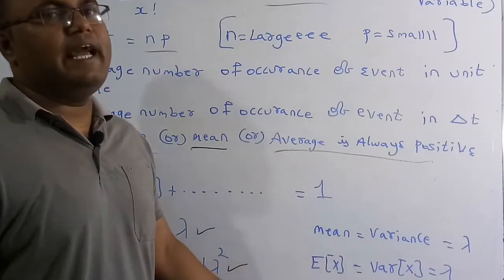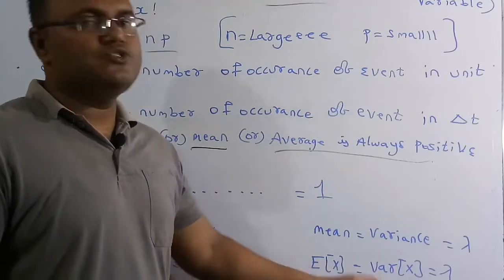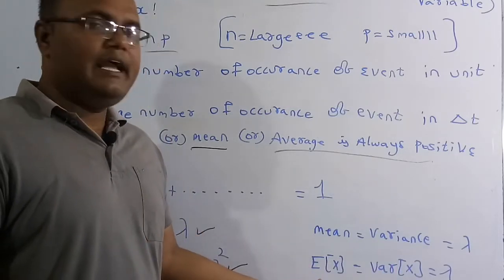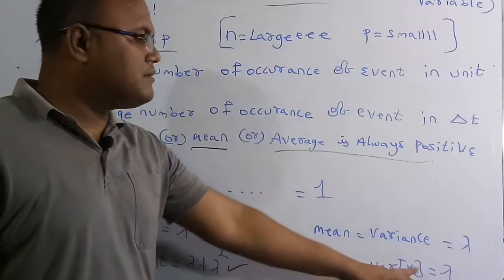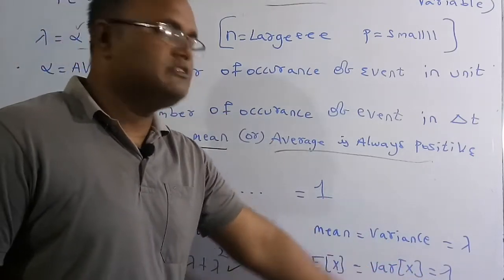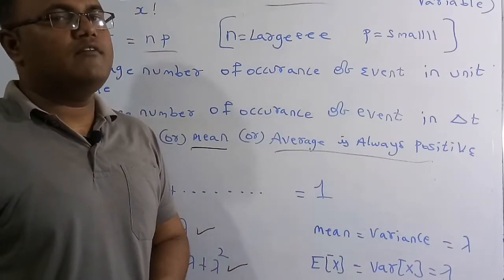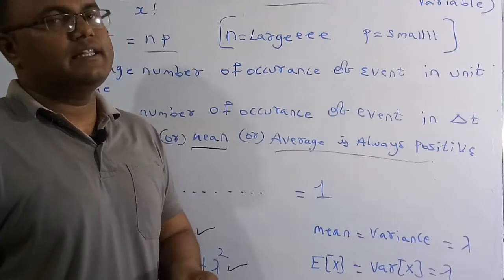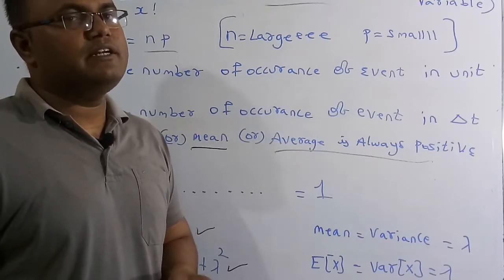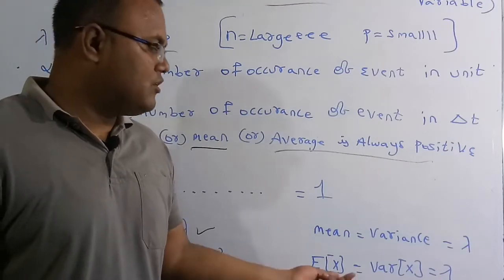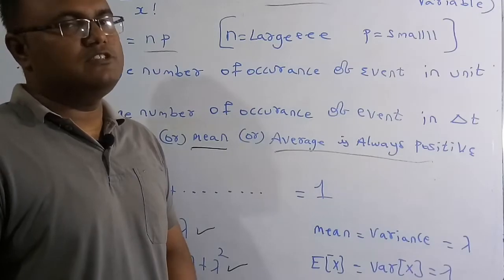So in the Poisson distribution, the mean value is always equal to the variance value. Mean is nothing but the expectation of x, and the variance is nothing but the variance of x. They should both always be equal. I have already told you that expectation and mean are the same. Here the mean, or average value, is equal to lambda. So in the Poisson distribution, the expectation is always equal to the variance, and it is equal to lambda. These are the important conditions that you always have to remember in the Poisson distribution.